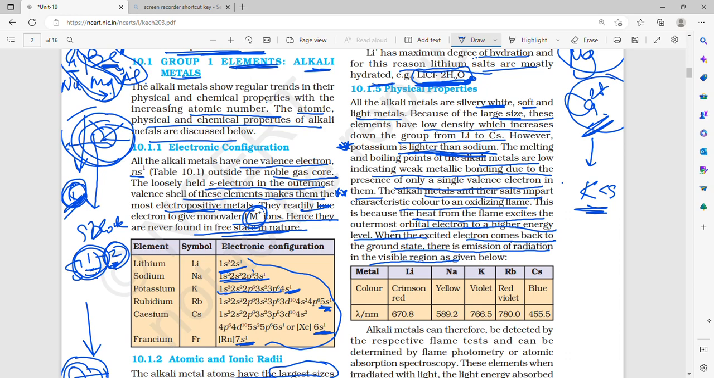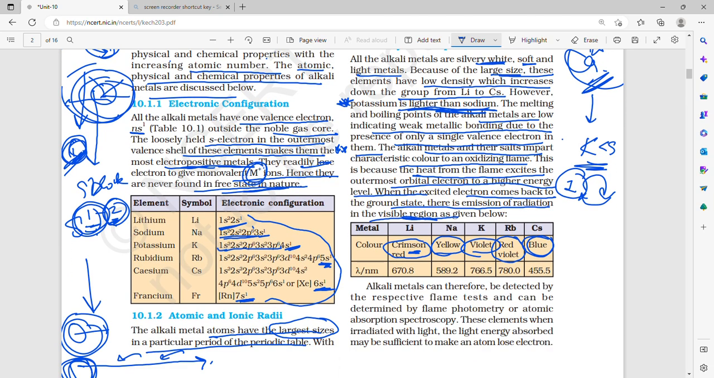The alkali metals and their salts impart characteristic color to an oxidizing flame. This is because the heat from the flame excites the outermost orbital electron, that is the single valence electron, to a higher energy level, and when the excited electron comes back to the ground state, there is emission of radiation in the visible region. Therefore, lithium gives crimson red, sodium gives yellow, potassium gives violet, rubidium gives red violet, and cesium gives a blue colored flame.